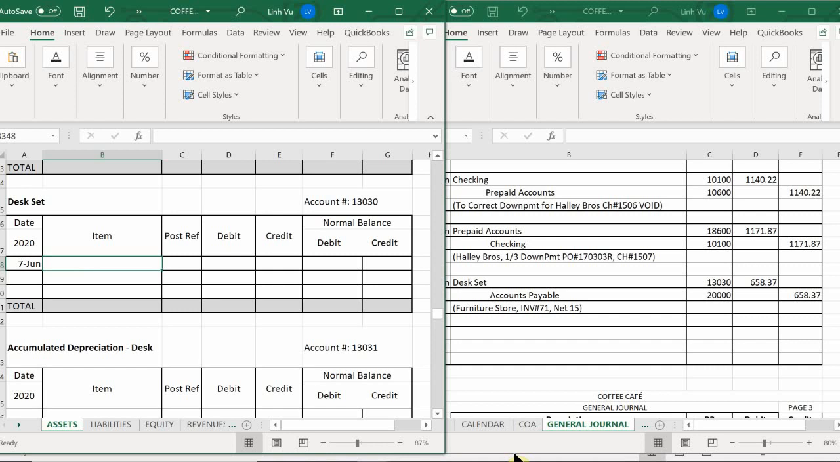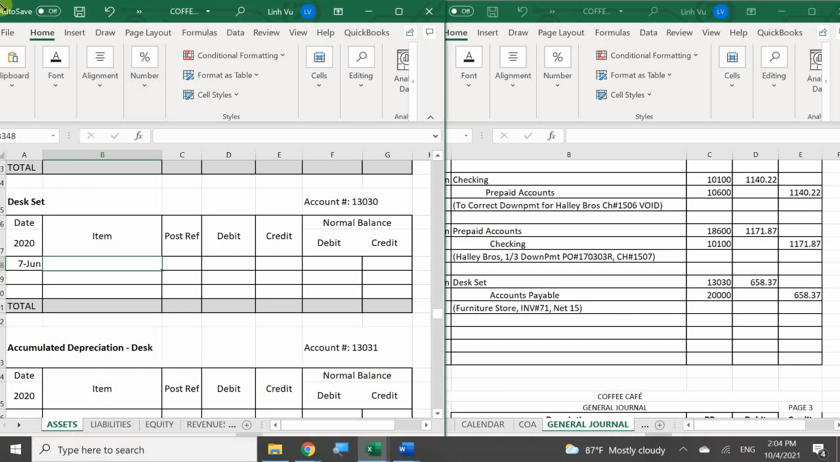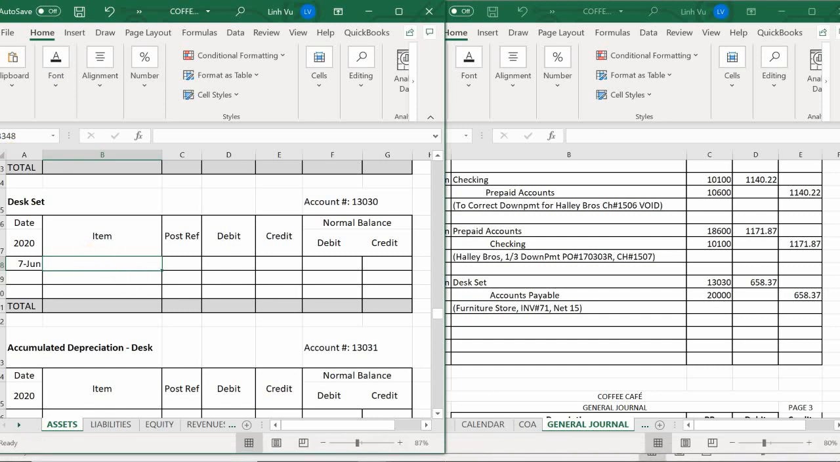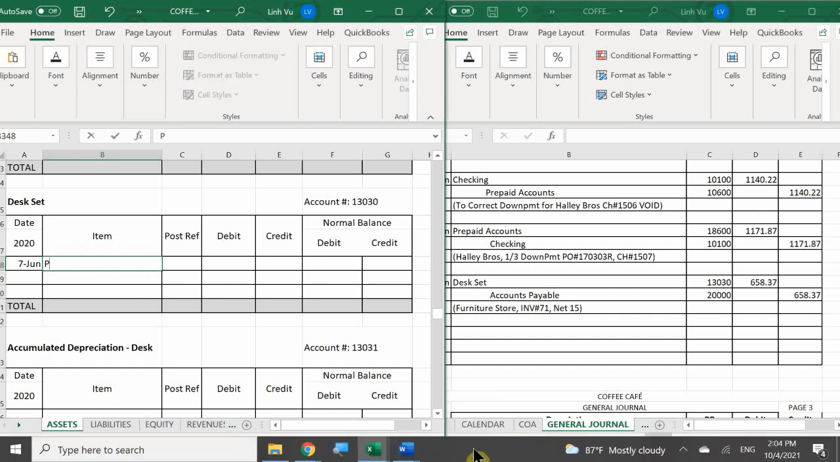So, purchase of... you could do whatever you want. You could put what it was quoted for, $526 plus 8 point something for tax and shipping. You could do that. Or in this case, it's already clear that we just purchased a desk set with sales tax and shipping of $15.